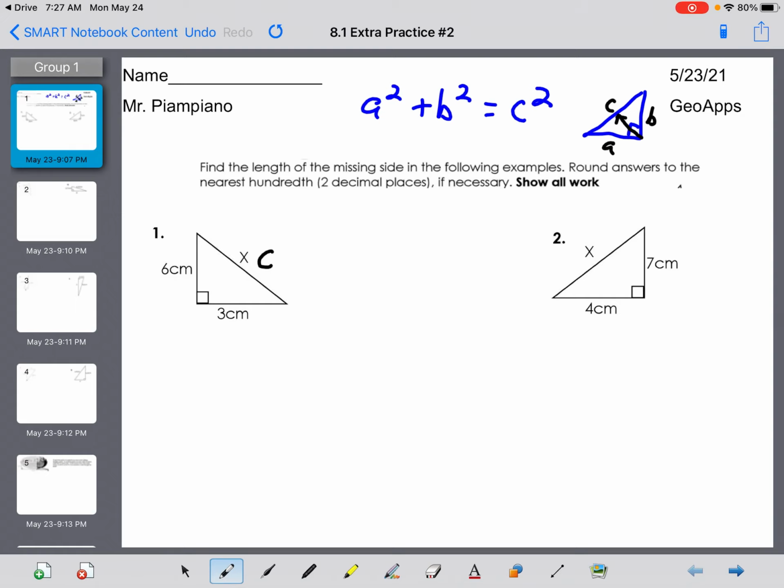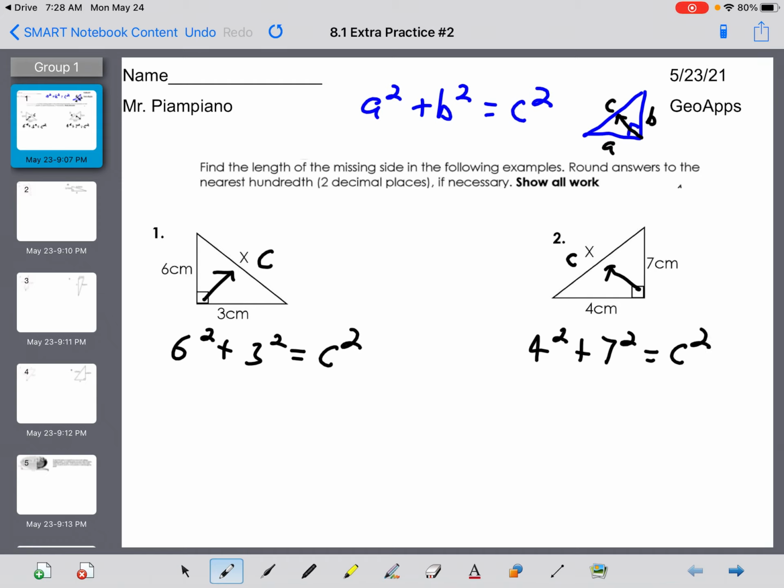All right, so if we're following that example, it looks like we're looking for C in both of these questions. So we have 6 squared plus 3 squared equals C squared, and on this side, we have 4 squared plus 7 squared equals C squared. Well, 6 squared is 36, 3 squared is 9, 36 and 9 makes 45, and the square root of 45 in your calculator is 6.70.